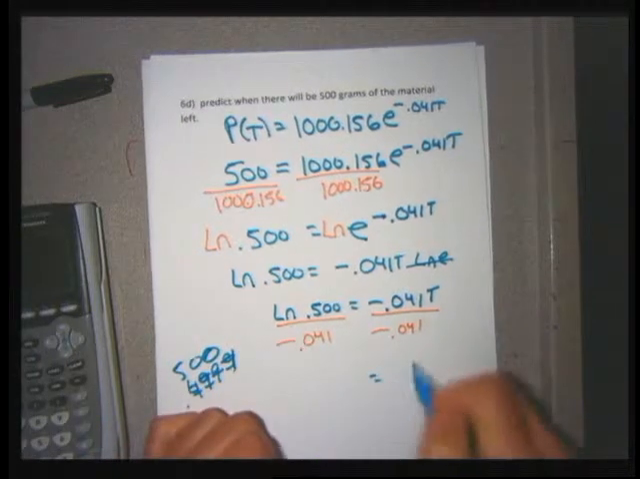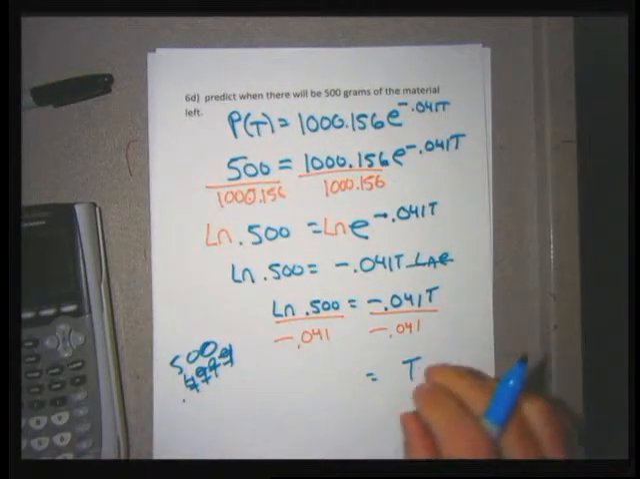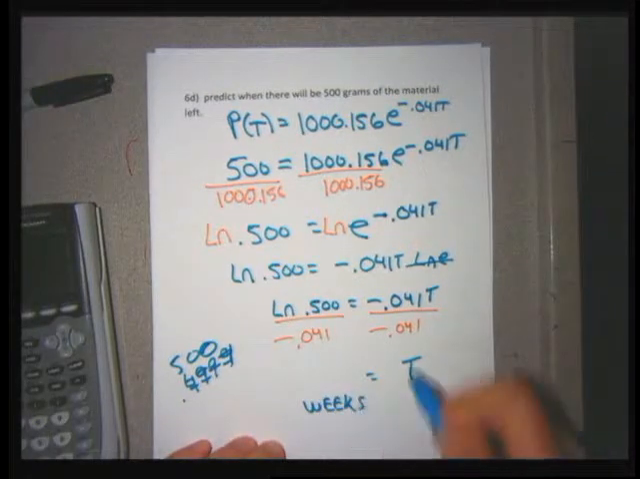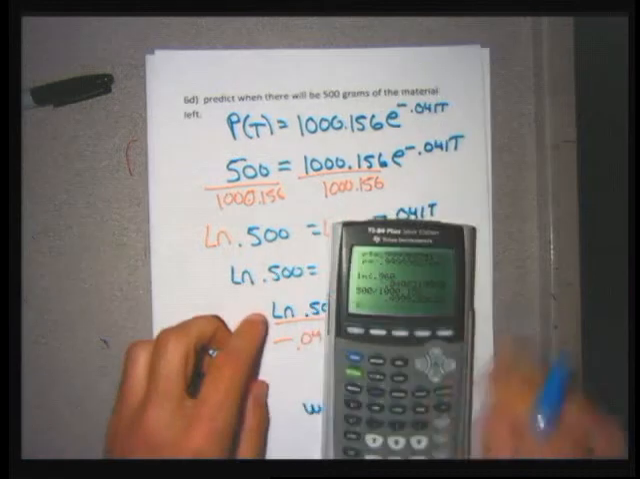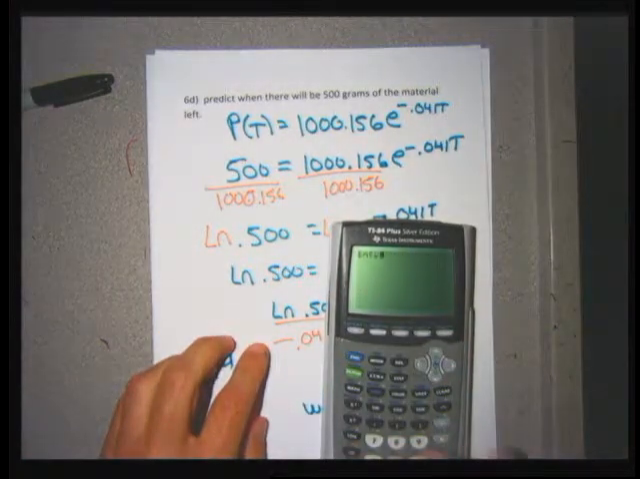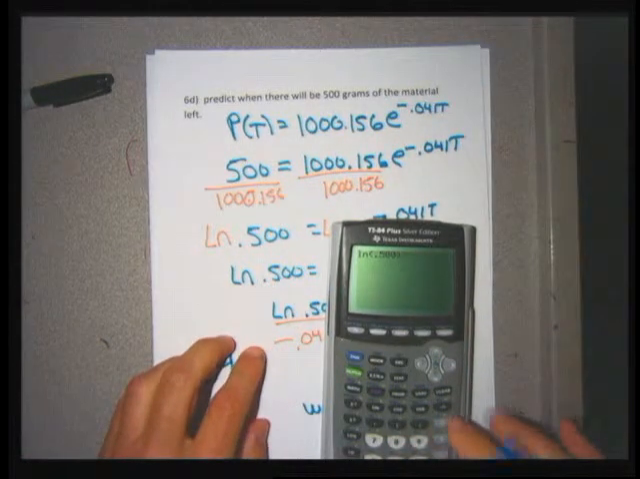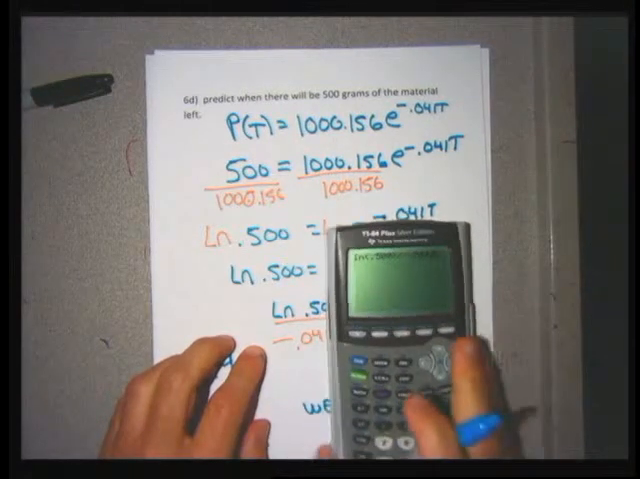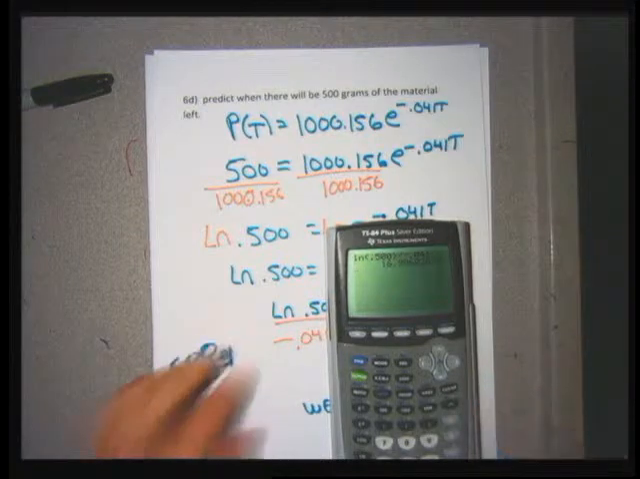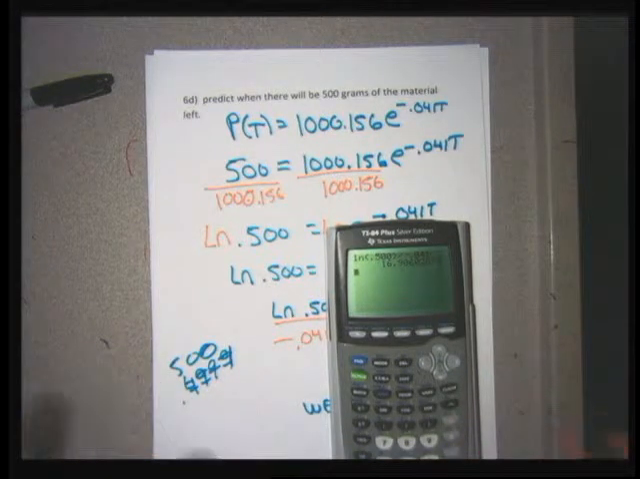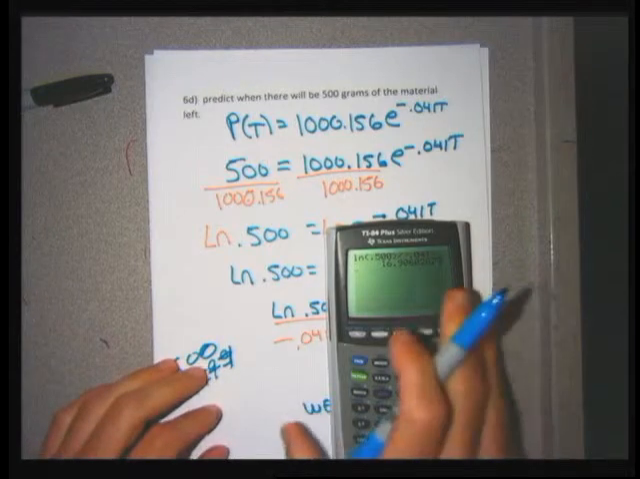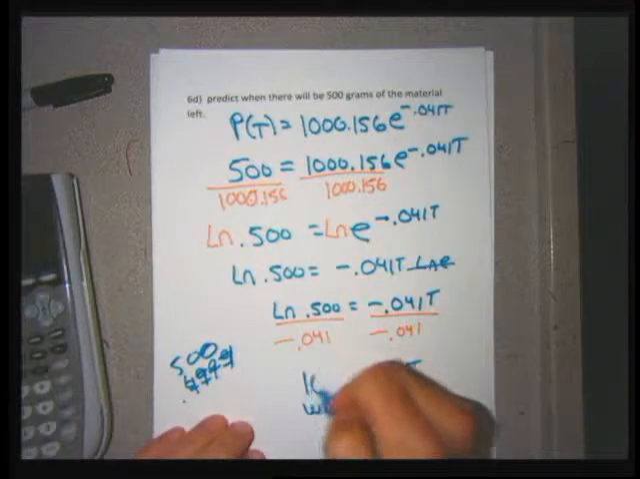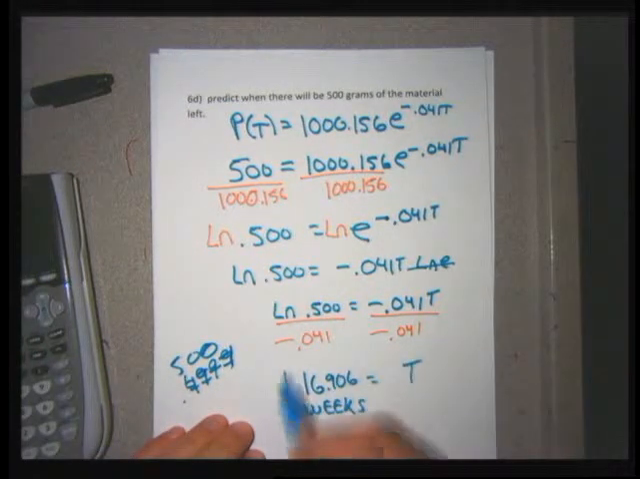Left side is my calculator. The right side gives me the time. On the left side, I'm going to tack the word weeks onto my time because it's time in weeks. And again, that's just the natural log of 0.5, divided by negative 0.041. And when I do that, I get 16.906 weeks, so almost 17 weeks. Hopefully you can actually see that. So the answer to part D is 16.906 weeks.